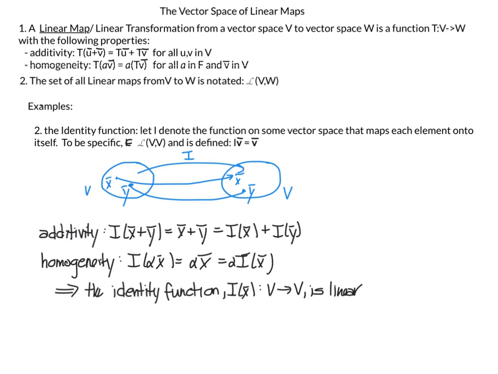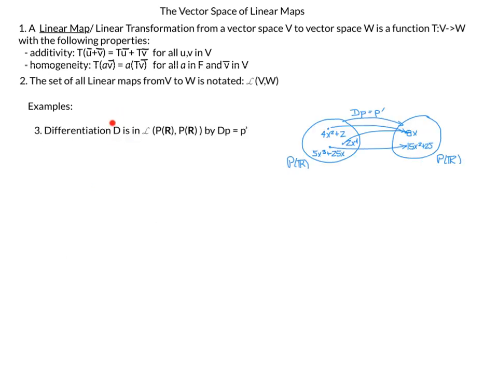Therefore, the identity function is linear. Our next example is the differentiation function on polynomials with real coefficients mapping to other polynomials with real coefficients. And we'll denote this as d of p is equal to p prime.